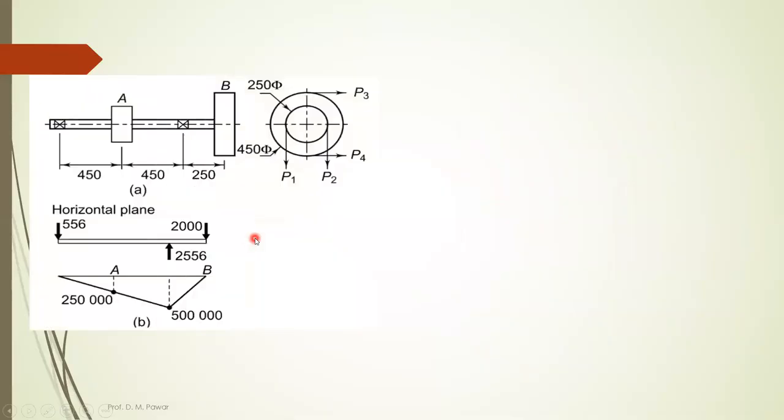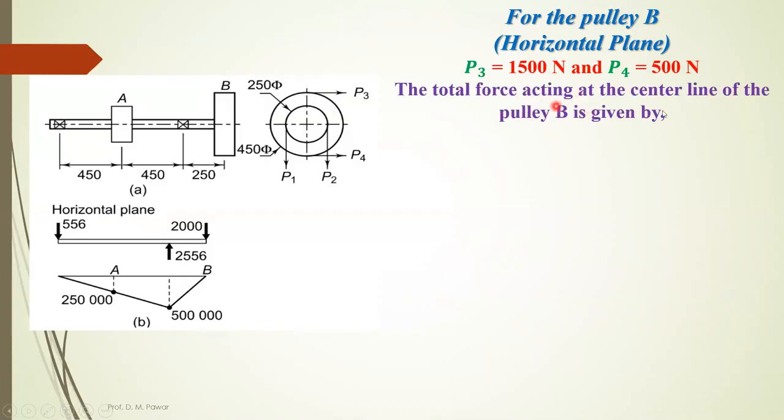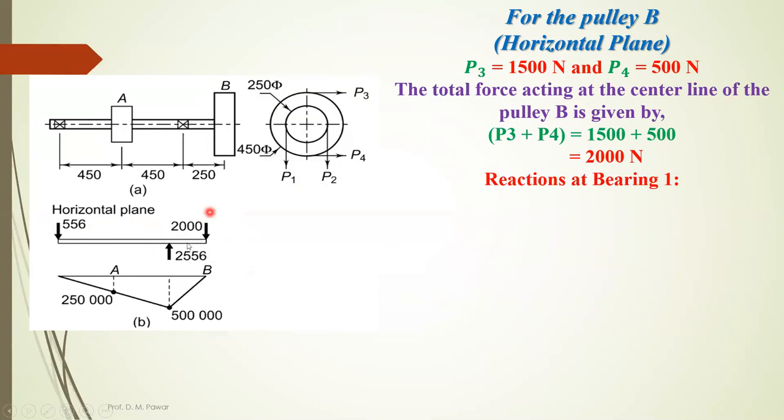Next, we have to find the bending moment in the horizontal plane also. So let us see for pulley B, where the horizontal forces are. P3 and P4 are horizontal forces, as given in the numerical. For that purpose, P3 is equal to 1500 and P4 is equal to 500 Newton. We have calculated those values. The total force acting at pulley B is given by the addition of these two, 1500 and 500, because both forces P3 and P4 are acting in the same direction. So you can see here 2000 Newton is the force acting at the end, at pulley B, in this diagram. For that, we have to calculate these reactions.